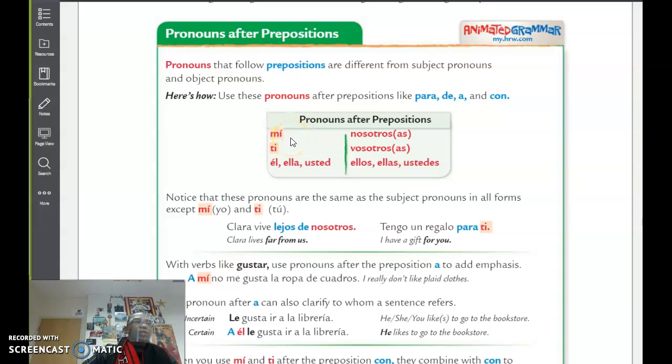Don't confuse them with me and te. Me and te, they receive an action, okay? These ones are referring to, they go with prepositions, okay?